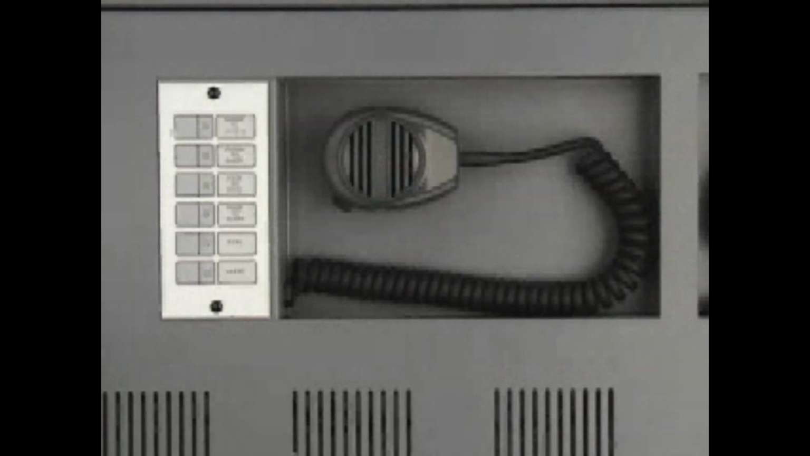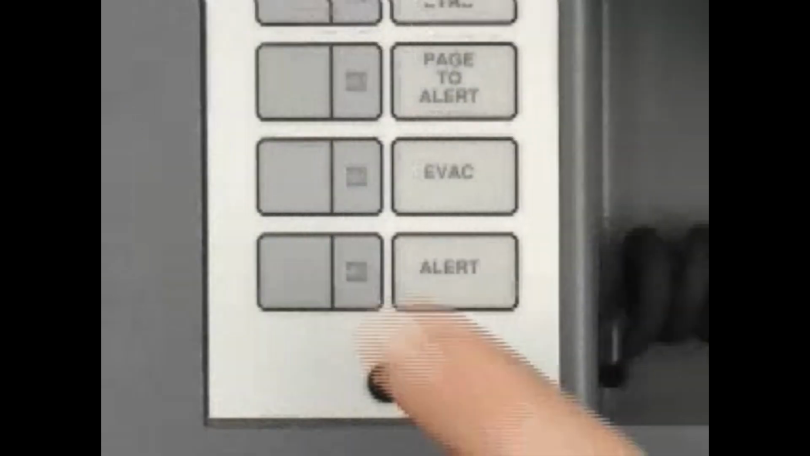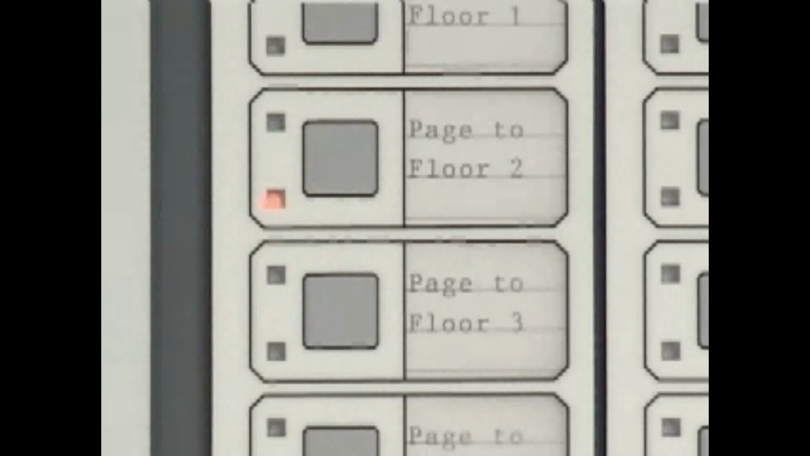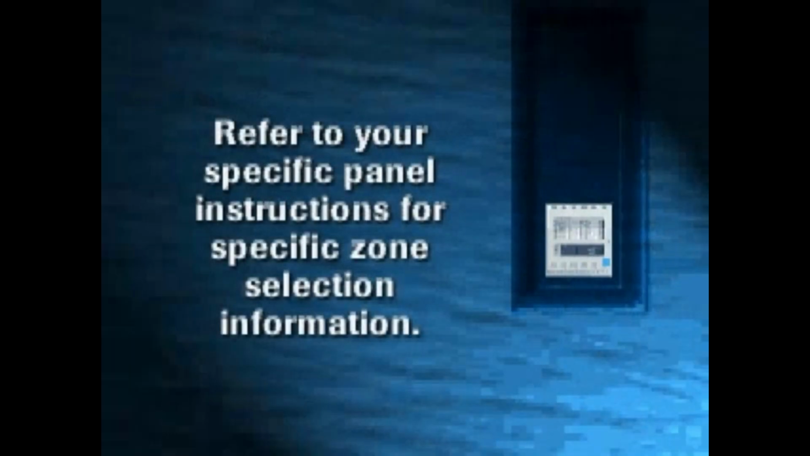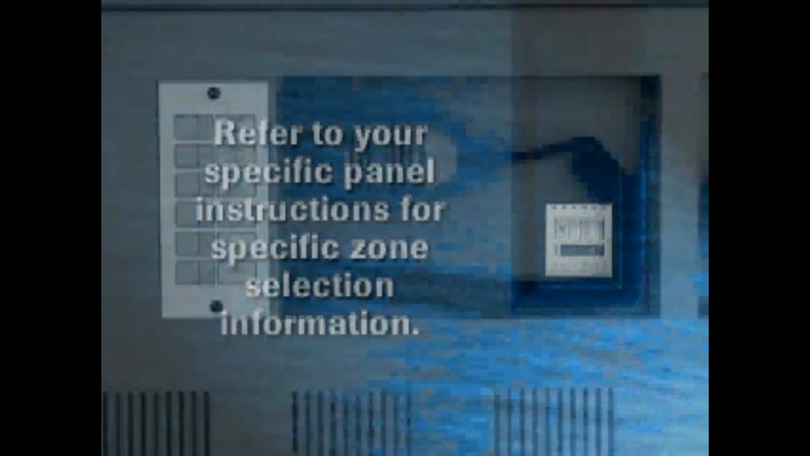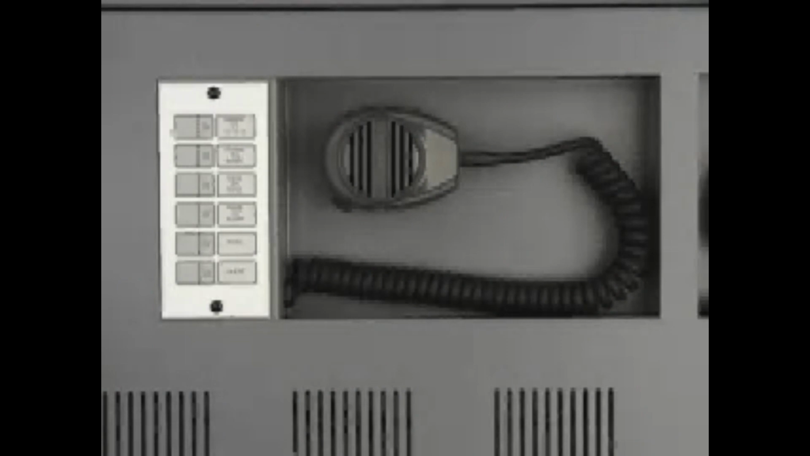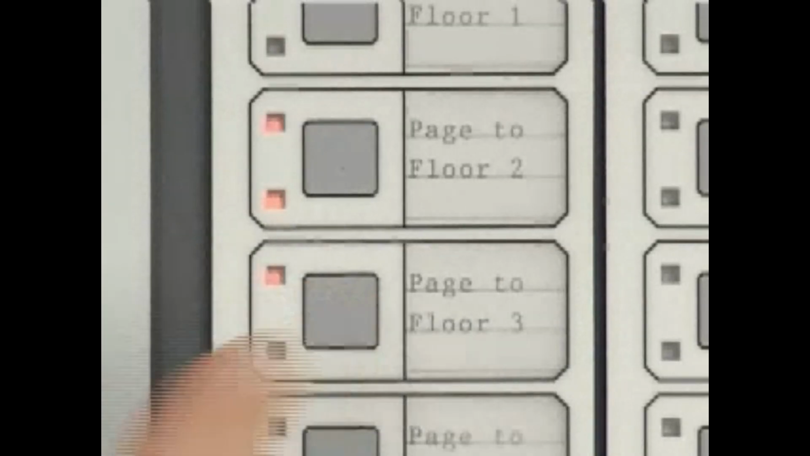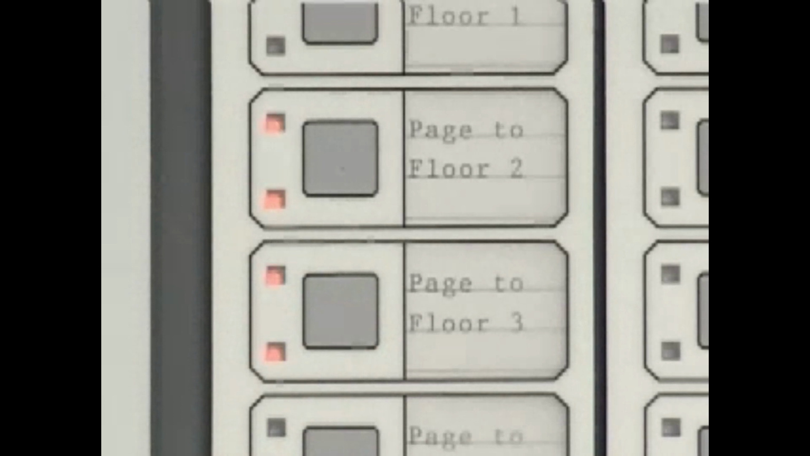To manually sound the evacuation signal, press the evac switch and operate the zone switches on the LED switch annunciator panel for those areas which are to receive the evacuation signal. Refer to your specific panel instructions for specific zone selection information. To manually sound the alert signal, press the alert switch and operate the zone switches on the LED switch annunciator panel for those areas which are to receive the alert signal.